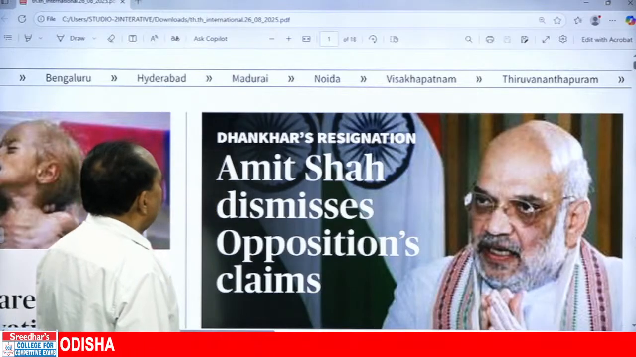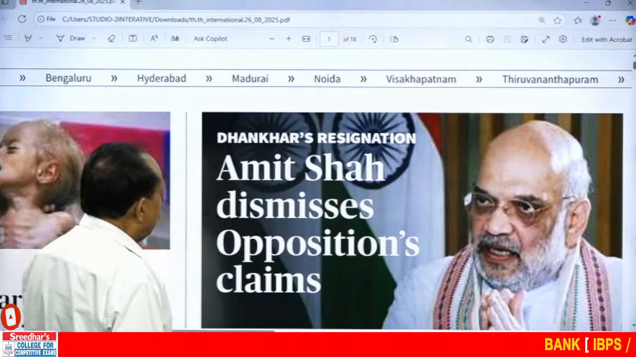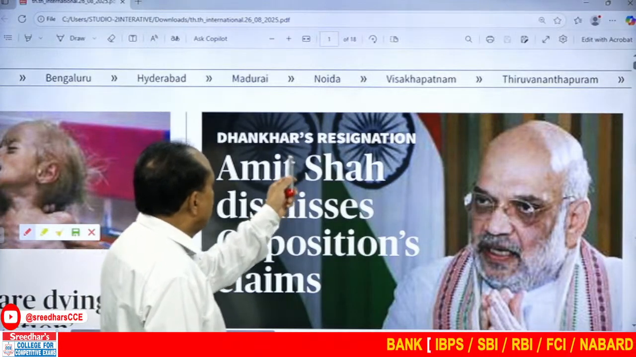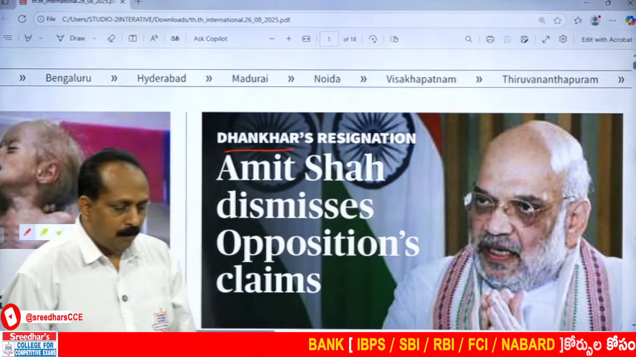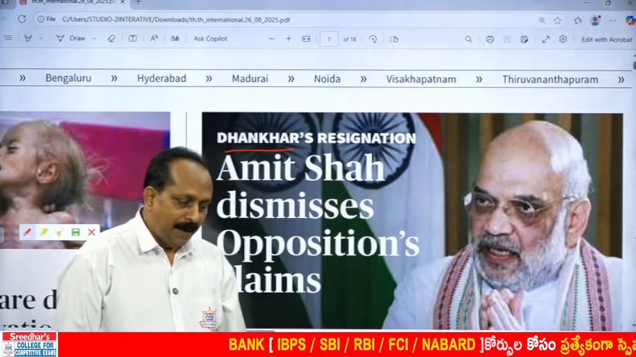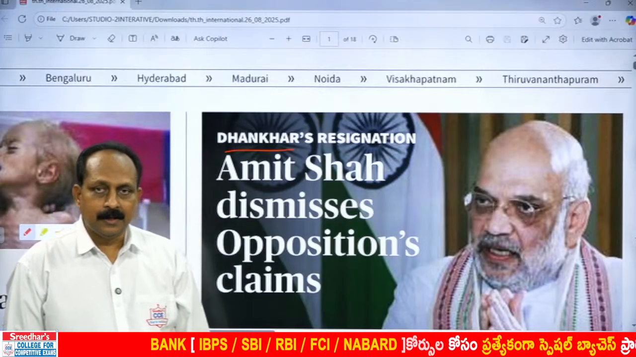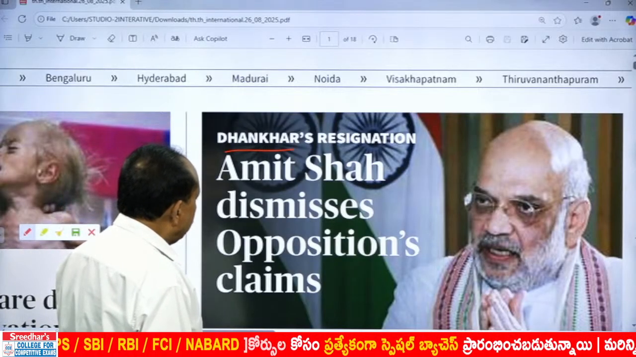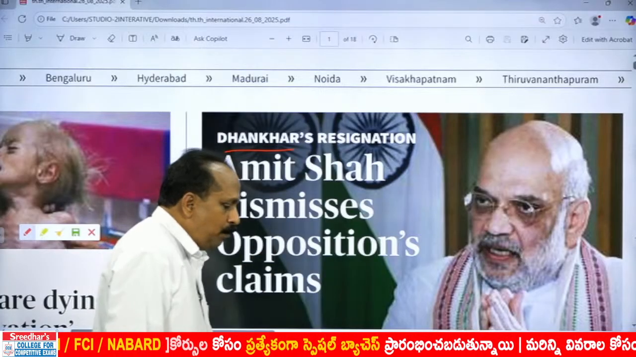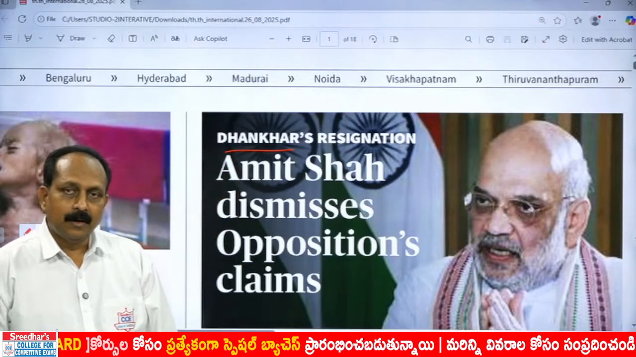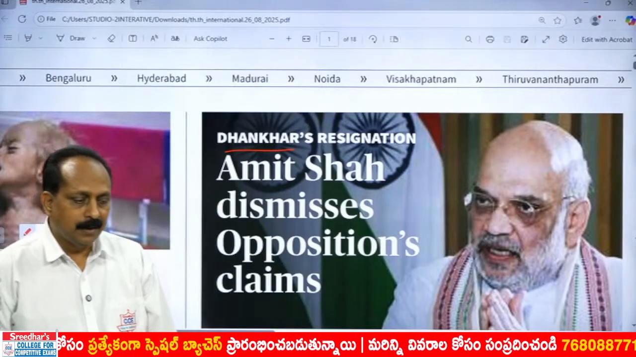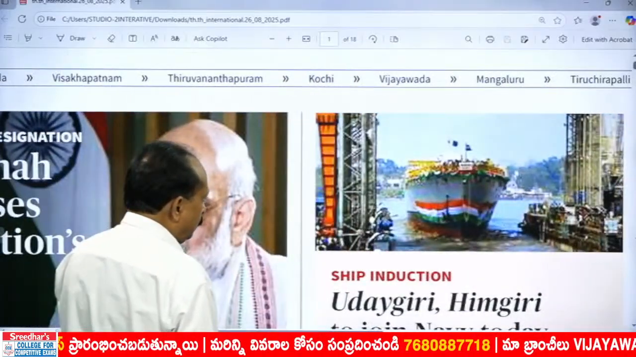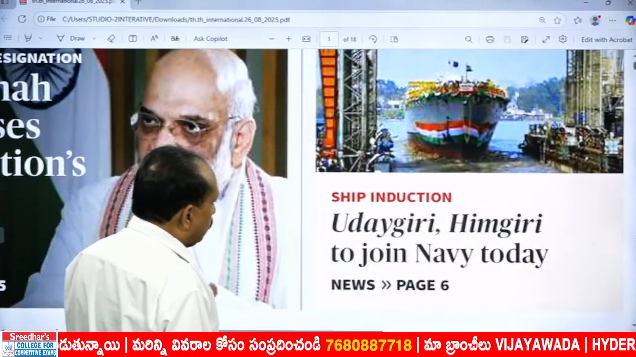Next: Dhankhar's resignation, Amit Shah dismisses opposition's claims. All are simple words. Already you know, former Vice President Dhankhar. Based on that, a vacuum has been created. Elections are in the pipeline. Amit Shah dismisses opposition's claims. They must have said something, and the Home Minister dismisses those claims. Claim means to state something, to say something. You may have proof, may not have proof. Usually it has a negative connotation.